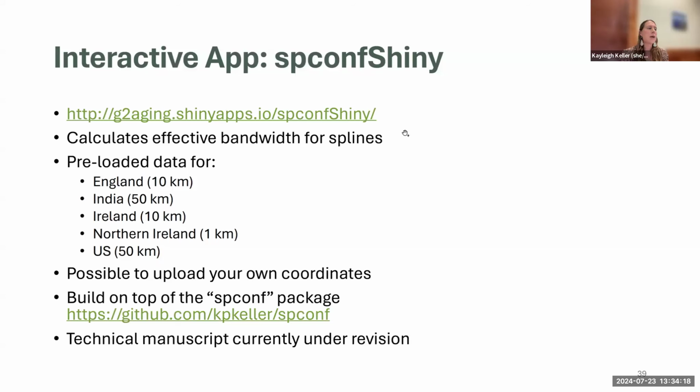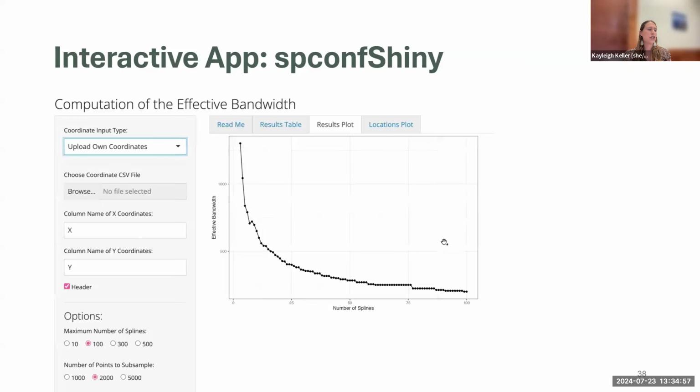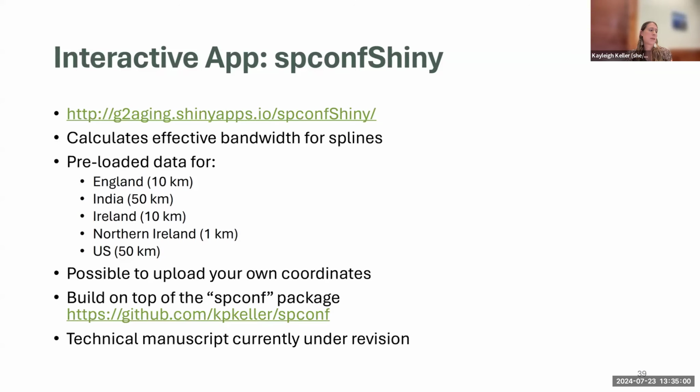So the link here at the top is the link to that Shiny app, g2aging.shinyapps.io/spconfshiny. This is built on top of an R framework, through R Shiny. But it calculates the effective bandwidth for splines in different regions, and there's preloaded data in there for England, India, Ireland, Northern Ireland, and the United States. It's also possible to upload your own coordinates. Now, you only want to do that if you don't have sensitive data. If you prefer, you can also download the spconf package. That's what this Shiny app is built on top of, and you can calculate all these metrics on your own machine, on your own computer, if you prefer and need to do that.